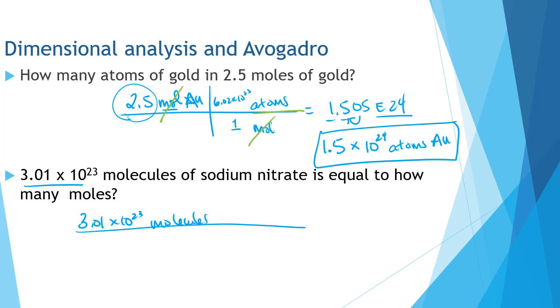Sodium nitrate, it doesn't even matter that it's sodium nitrate because we're turning those molecules into moles. So I've got molecules on the top, put molecules on the bottom to get it to cancel out, turn those molecules into moles. I know that 1 mole of anything is equal to 6.02 times 10 to the 23rd of those things. So molecules top and bottom cancel out. We're going to do some division. I'm dividing with scientific notation.